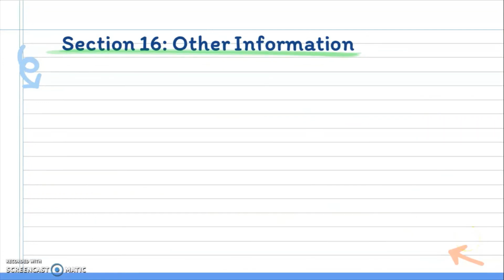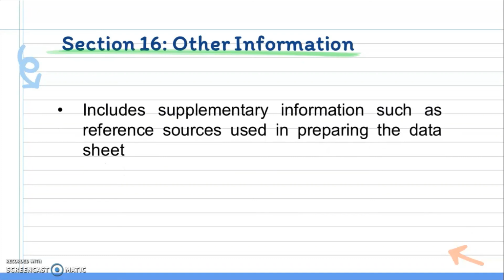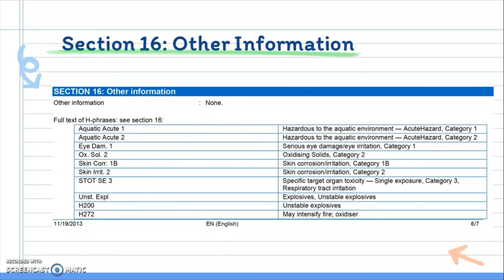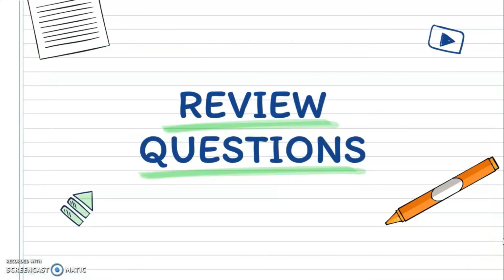Lastly, we have section 16, which is other information. It includes supplementary information such as reference sources used in preparing the datasheet. So dito natin makikita lahat ng references na ginamit para mabuo yung SDS. So for section 16 of sodium hypochlorite, makikita natin yung other information na to. And that ends our discussions.